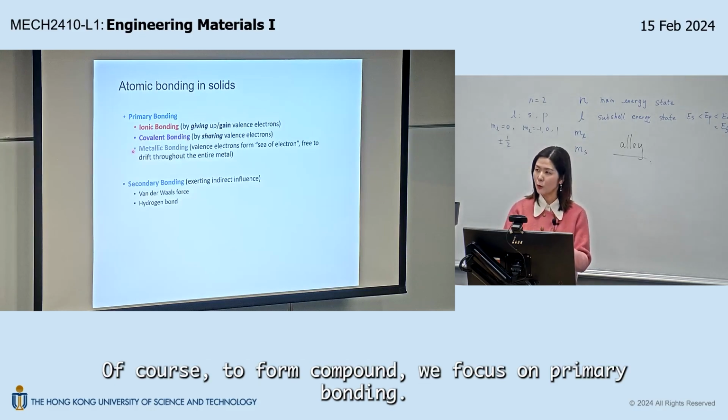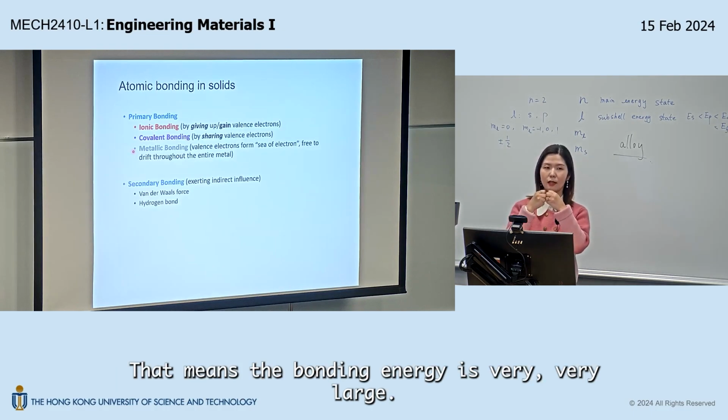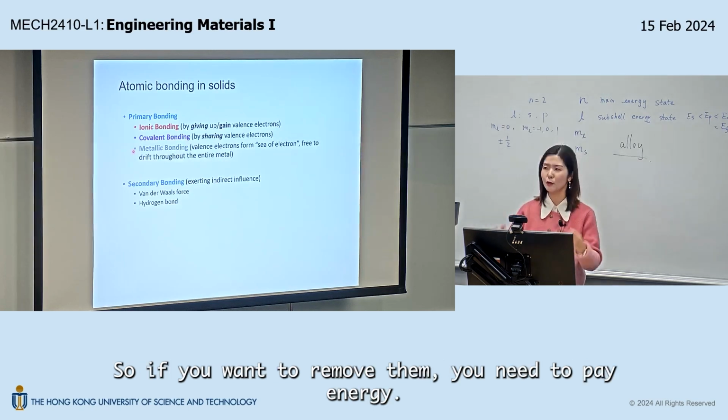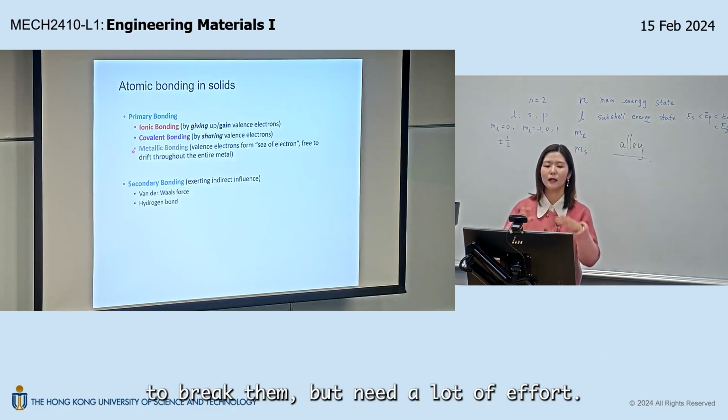Of course, to form compounds, we focus on primary bonding. That bonding is a strong bonding, meaning the bonding energy is very, very large. So the two atoms can be together in a stable state. If you want to separate them, you need to pay energy. What do I mean by pay energy? You have to either heat it up or do mechanical work to break them, which takes a lot of effort.